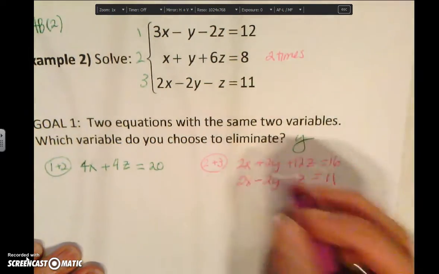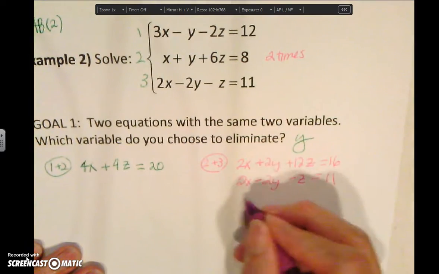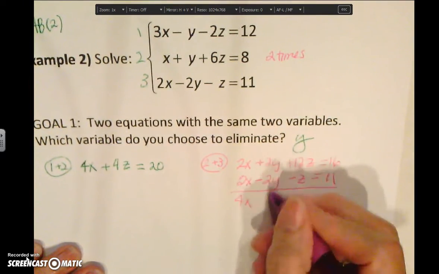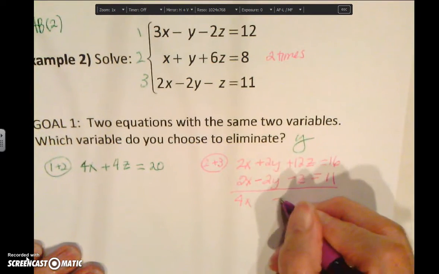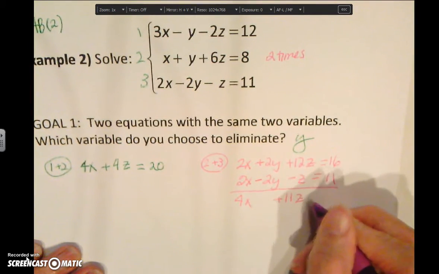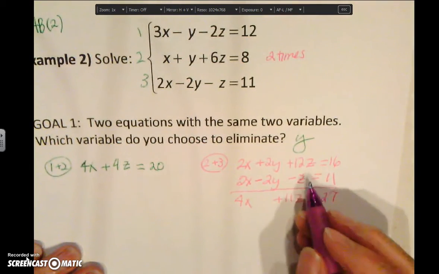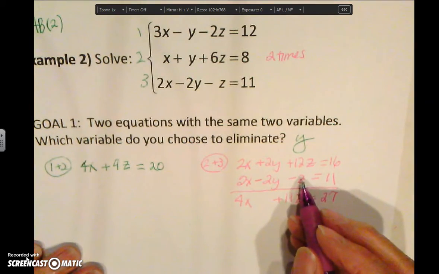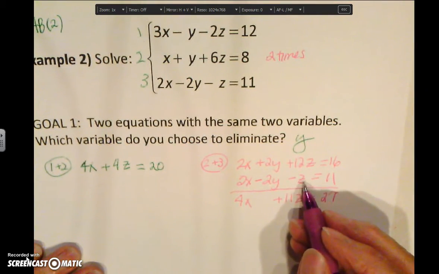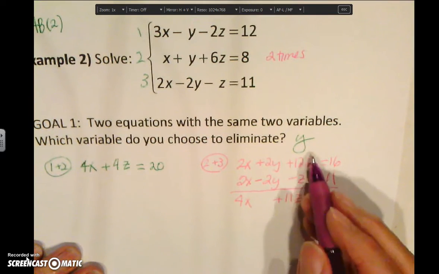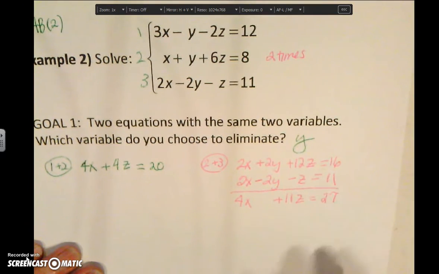All right, so this was 2 and 3. I'm going to add them together and get 4x, the y's eliminate, plus 11z is equal to 27. It's going to be important that you draw your lines through the z's to try and differentiate them from a 2. In an earlier version of this that you didn't get to see, I actually did 12 minus 2 and put a 10 down here. So it's very easy to mistake z's for 2's.